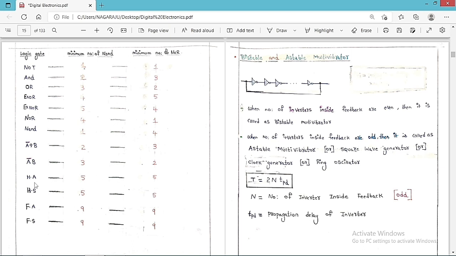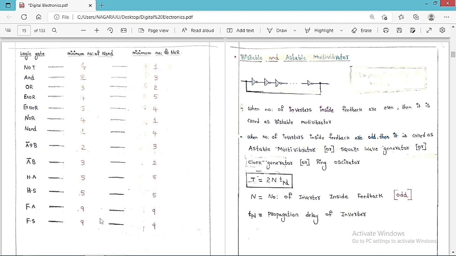Similarly for the half adder, we require 5 NAND gates to build it, whereas 5 NOR gates are required to build the half adder. For the half subtractor, we need 5 NAND gates to build it, and 5 NOR gates are required to build the half subtractor.